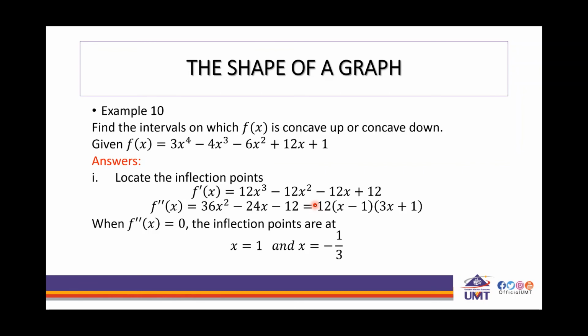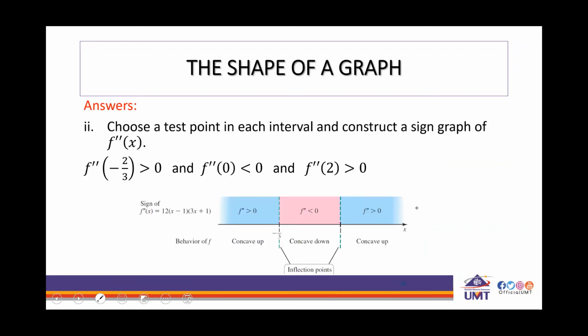So you can find the inflection points. Inflection points occur when f double prime x is equal to 0. Then you find x equals 1 and x equals negative 1 over 3. Faham tak, student? Cakap berapa-apa je, korang tak faham, penat je nak ulang. Faham eh? Choose a test point in each interval and construct a sign graph of f double prime x.